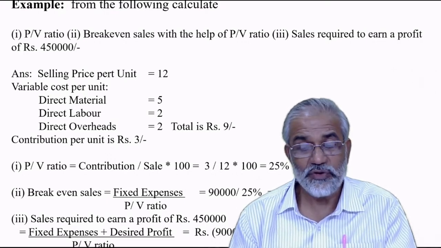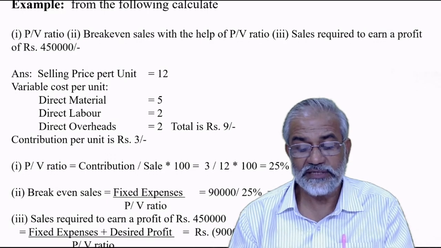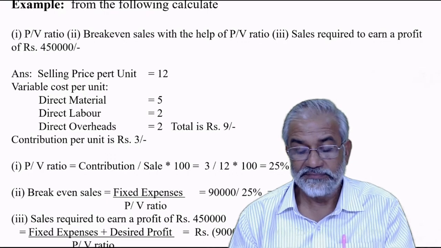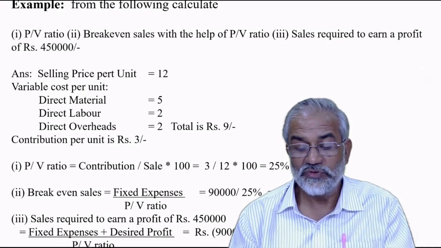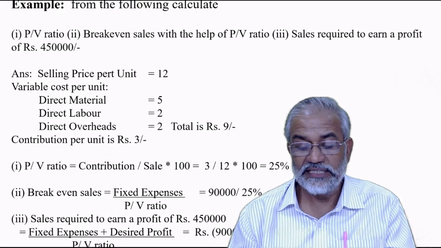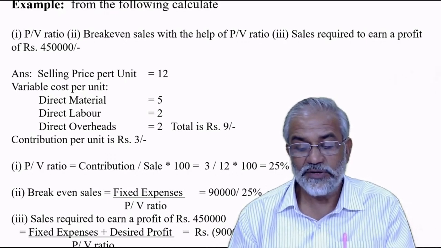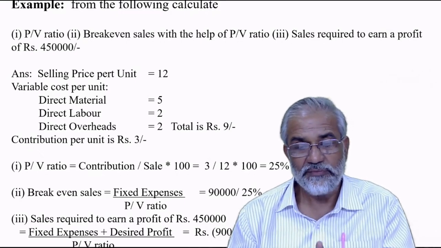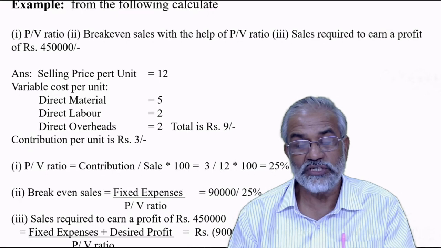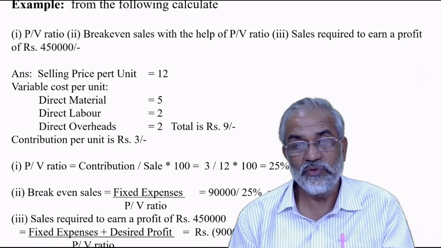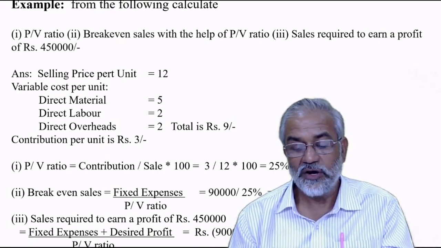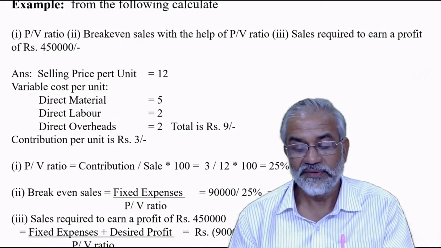So 21,60,000 is the desired amount of sales to be effected for earning a profit of 4,50,000 in our hand. The calculation can also be cross-checked by us. So 1,80,000 would be the units. Sorry, 1,80,000 would be the units. And for 1,80,000 units, the variable cost is 9 per unit. Then the total variable cost would be 16,20,000. And the fixed cost is 90,000 as given in the question. So the total cost comes to 17,10,000.